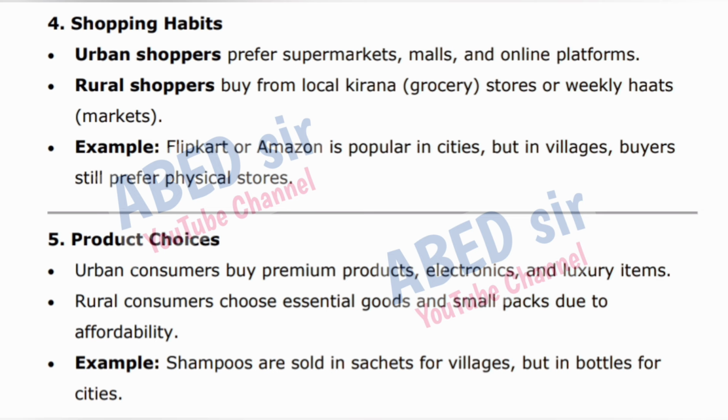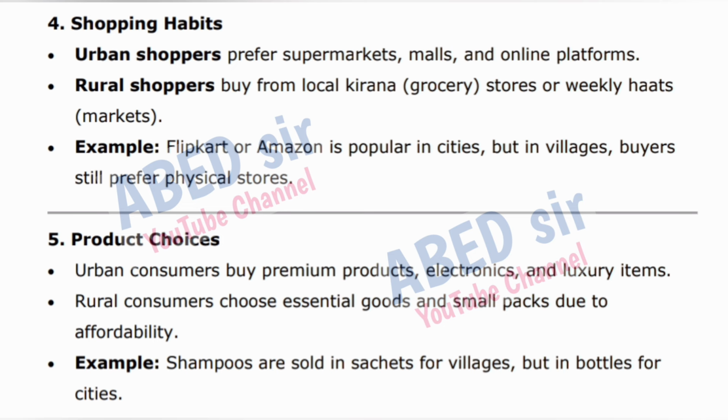4. Shopping habits. Urban shoppers prefer supermarkets, malls, and online platforms. Rural shoppers buy from local kirana, grocery stores or weekly haats, markets. Example, Flipkart or Amazon is popular in cities, but in villages, buyers still prefer physical stores.